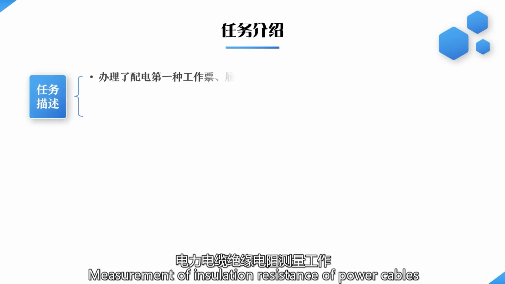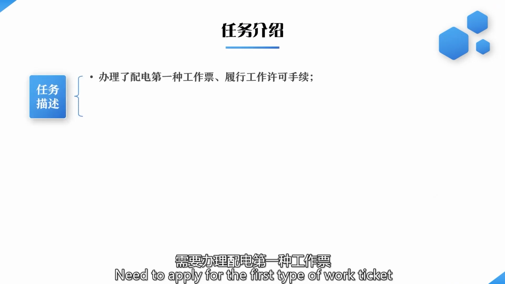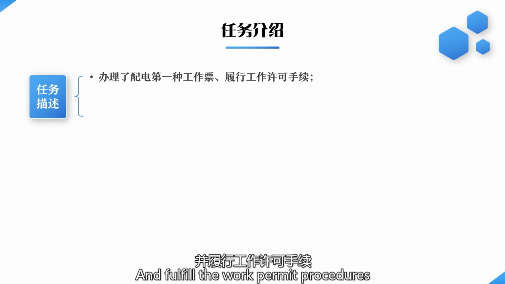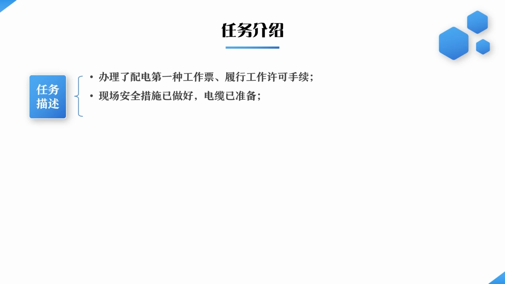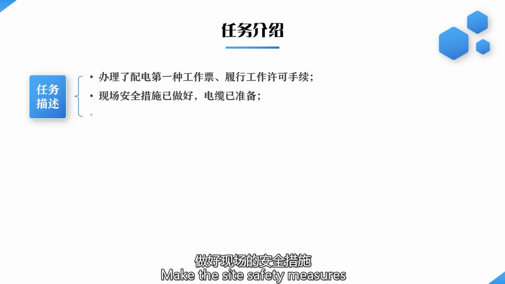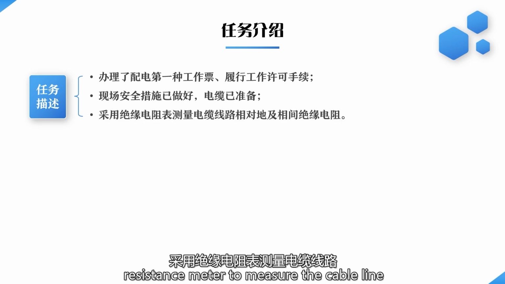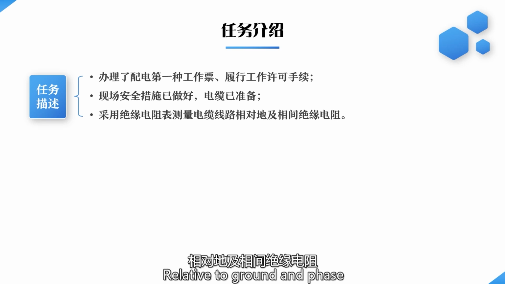Measurement of insulation resistance of power cables. Need to apply for the first type of work ticket for power distribution and fulfill the work permit procedures. Then hold a pre-shift meeting. Make the site safety measures. Use an insulation resistance meter to measure the cable line insulation resistance relative to ground and phase to phase.